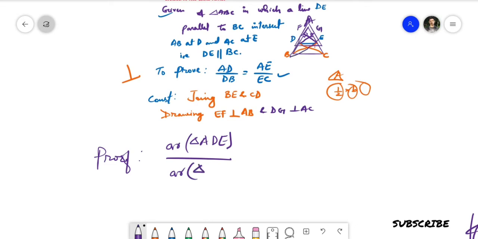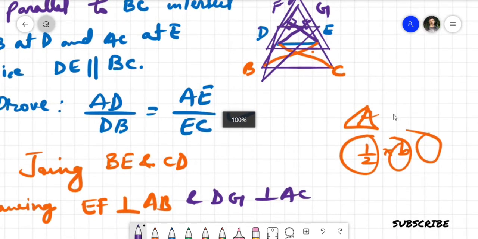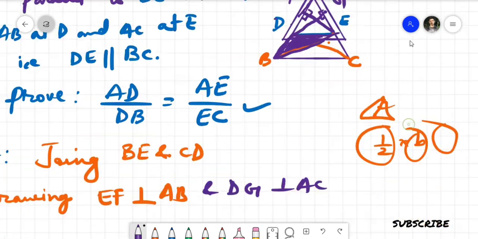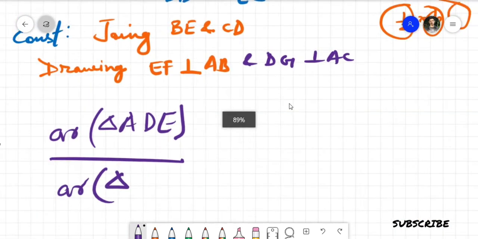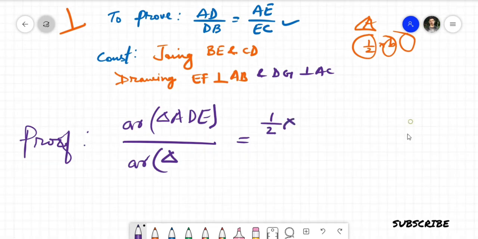Because we have this 90, BDE. Okay, if you see properly, we are talking about this one, BDE, about this. Okay, we are talking about this triangle, if you see it properly. So this triangle, we can write, is equal to half into base. Let us find out the base.